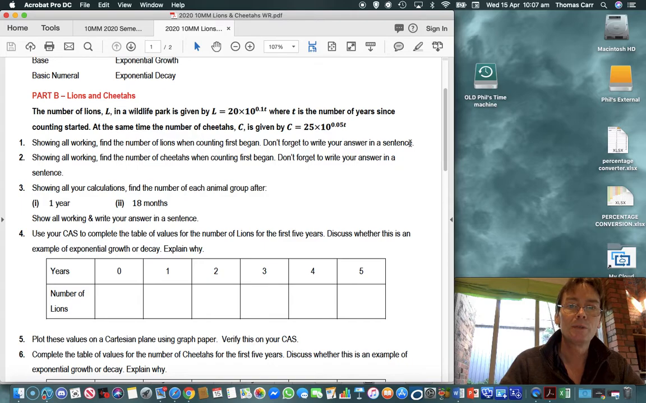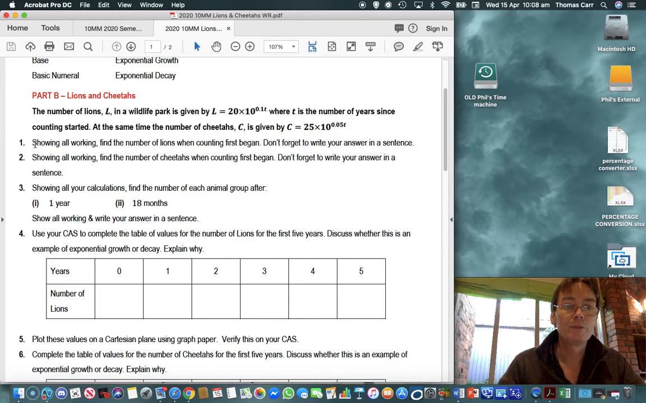So what it's talking about there is to figure out, when does counting first begin? How many years have passed when we first begin counting? Trick question. So no time has passed when we first begin counting. t equals 0. So what is t? It's the number of years since counting started, t.